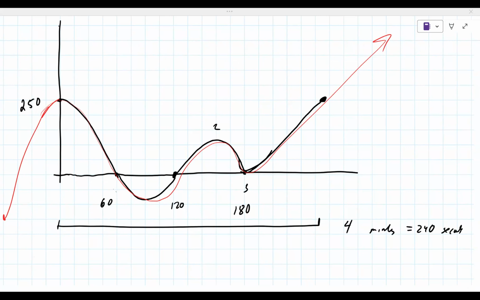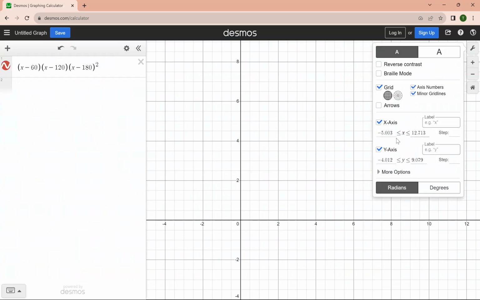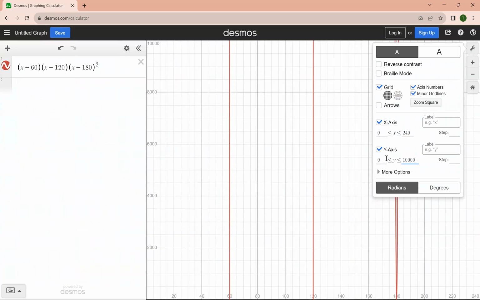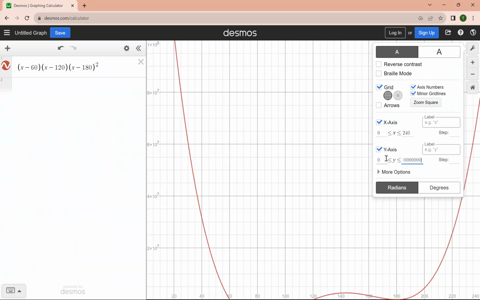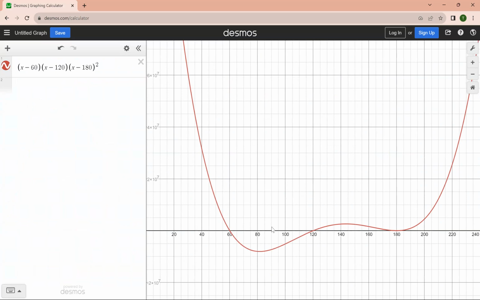All right. New share. All right. So first thing is you put in the zeros. And the reason that one is squared is because it's going to touch there. And then I've got to go out to 240 on that zero. Wow, that's really crazy. Okay, so we've got an issue.